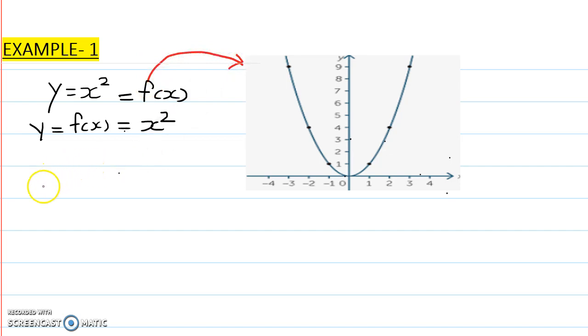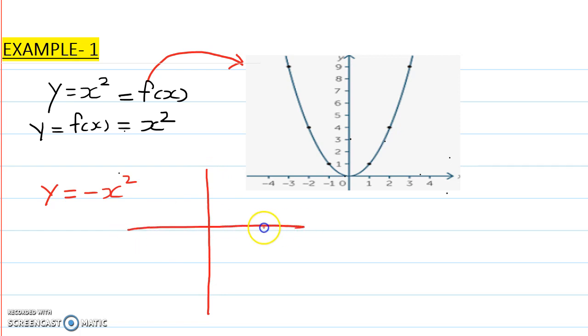What happens if we plot y is equal to minus x square? Yeah, so it happens like this, and the curve gets reversed. So this is y is equal to minus x square, and this is the f(x) is equal to x square curve. So let's see different aspects of the questions.